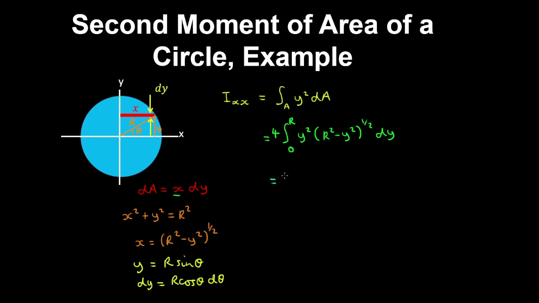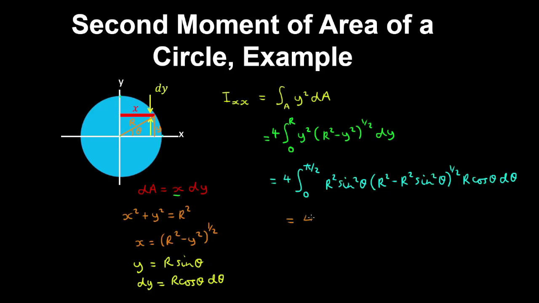And therefore we can rewrite this integral as an integral over theta. So we integrate from theta equals 0 to theta equals pi on 2, or 90 degrees. And y squared is r squared sine squared theta, and that's multiplied by r squared minus y squared to the 1/2, which is r squared sine squared theta to the 1/2, and dy is r cosine theta d theta.